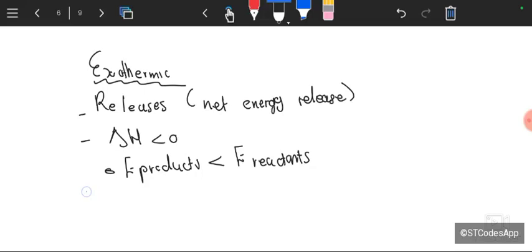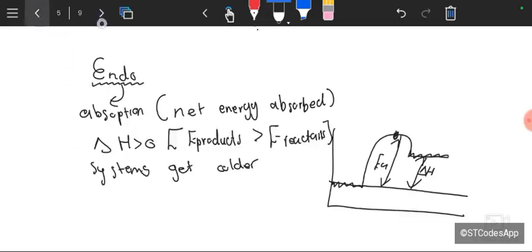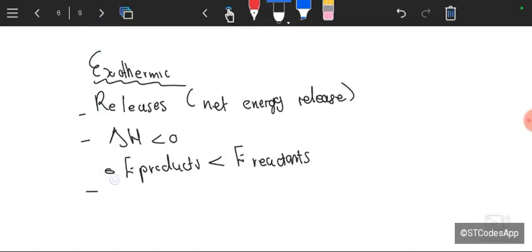Then another point that I'm supposed to put, am I forgetting something in terms of the consolidation? Yes, that point: systems get hotter. Now, this is the ins and outs of endothermic and exothermic reactions. There's nothing more you must know about exothermic or endothermic reactions. This is all that you need to know.